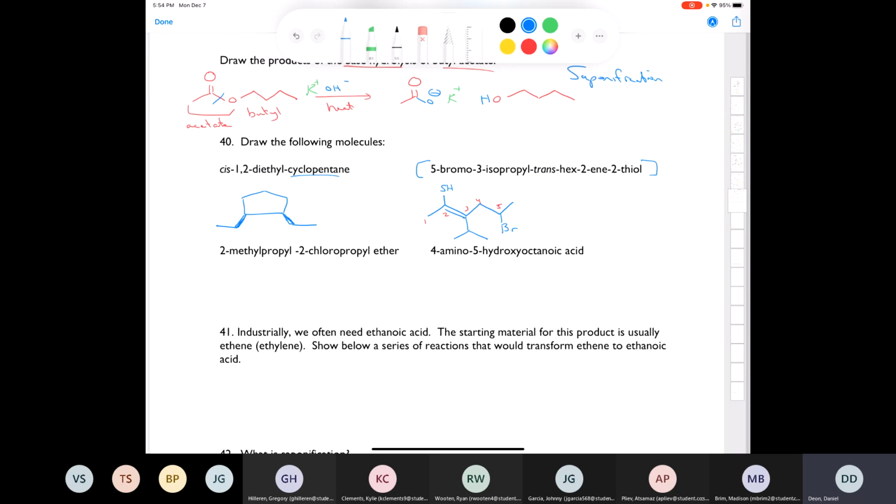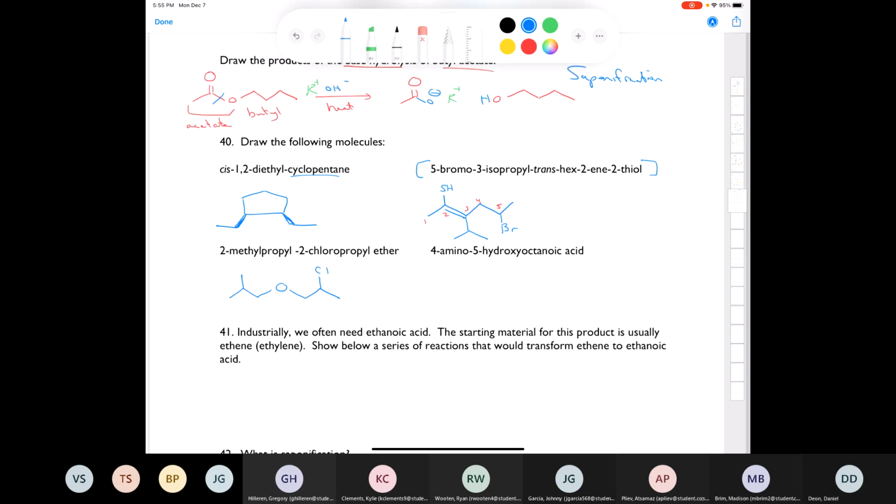Next, we got 2-methylpropyl, 2-chloropropyl ether. This one, I think, is a pretty legit problem, right? You got an ether, right? Everybody knows that an ether is an oxygen with 2 groups attached to it. So on one side, we've got a 2-methylpropyl. So look, we got 1, 2, 3. And on the second carbon, we got a methyl, and on the other side we got 2-chloropropyl. So look, we got 1, 2, 3, and on the second one we got a chlorine. Nothing more than that.